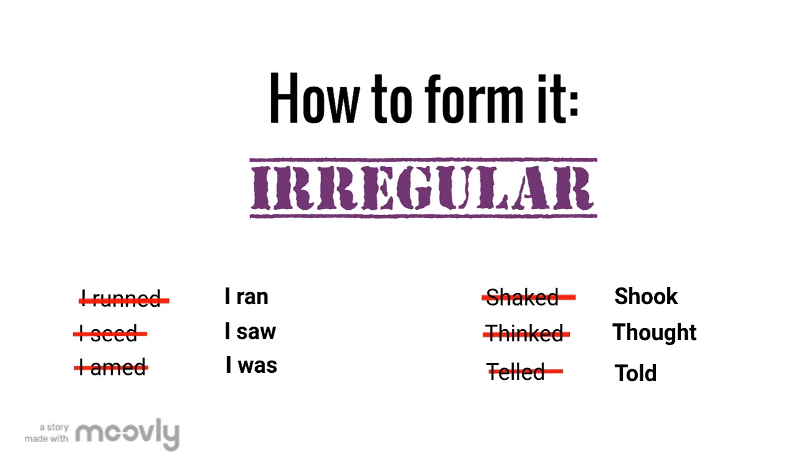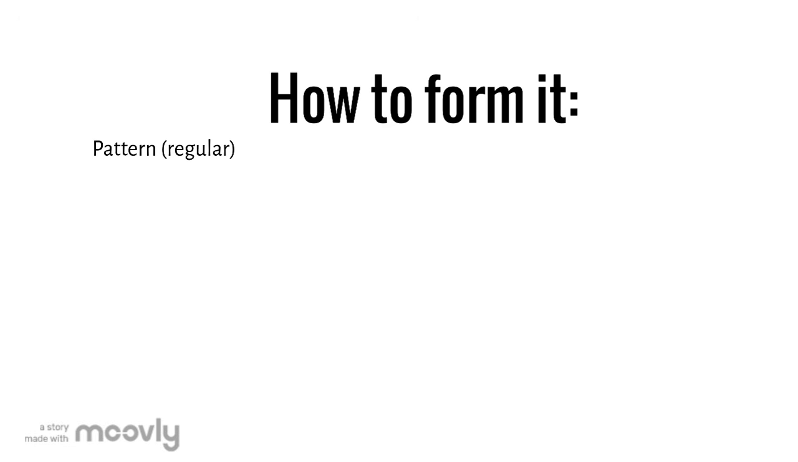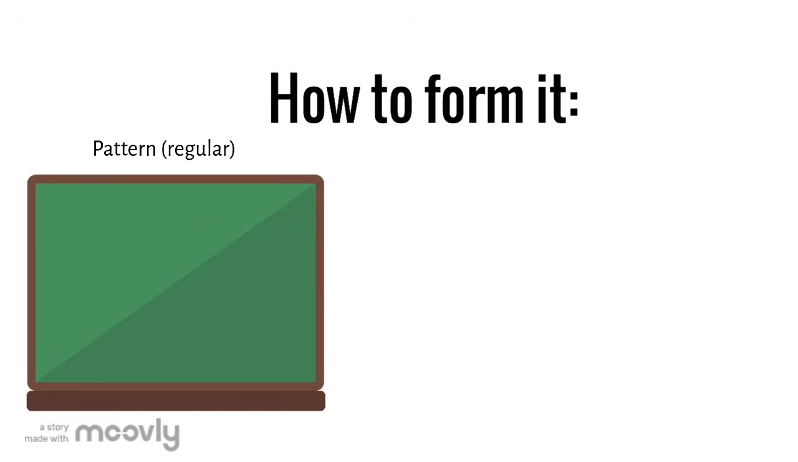Spanish is very similar. There's a pattern and also some irregulars. We'll start with the steps to follow the pattern. Step 1. Start with the stem of the verb. And if you don't know what I mean when I say stem, you can check out the video that's in the description below. So on to step 2.